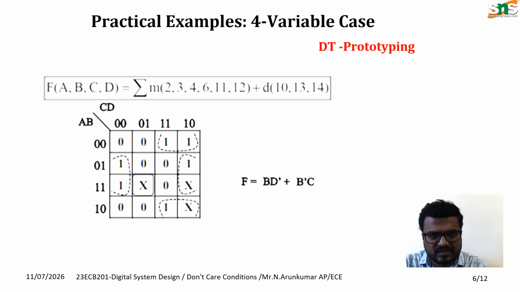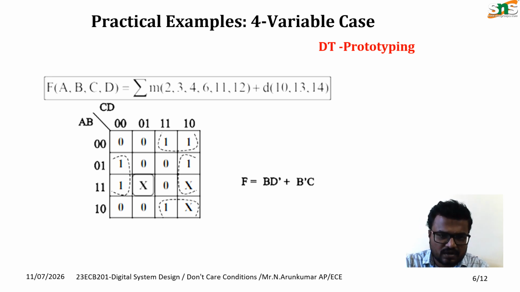We are going to mark the X value based on the don't care condition. The don't care conditions given in the question are 10, 13 and 14. Likewise, these three values are to be marked in the table as X. Next we have to check the adjacent values of the cell.